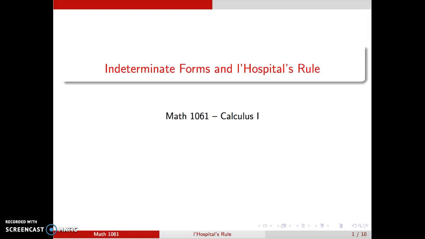All right, hello. In this video, we're going to look at a certain type of situation with limits, something where we get what are called indeterminate forms. We've seen them before, but we've not used this word, and then see how to handle some of those with a new rule called L'Hopital's rule.